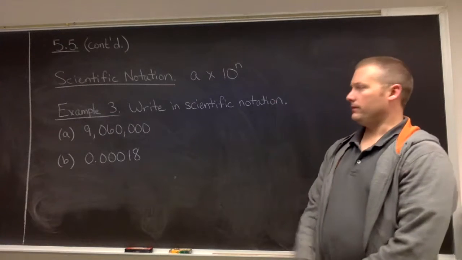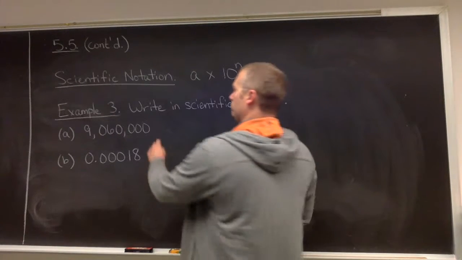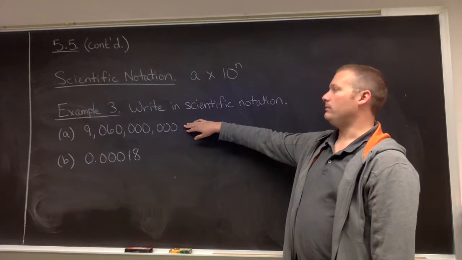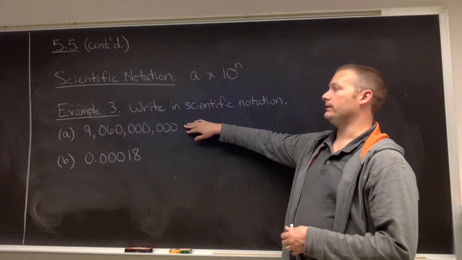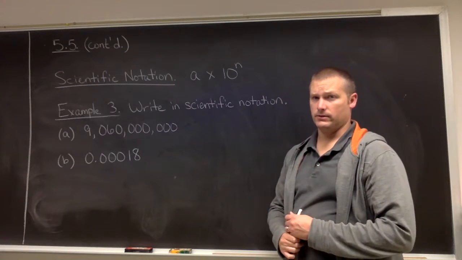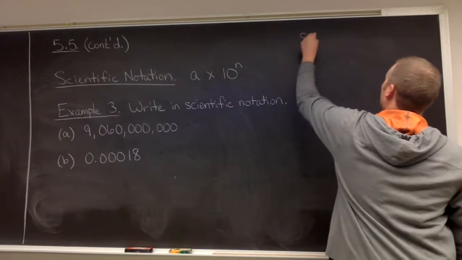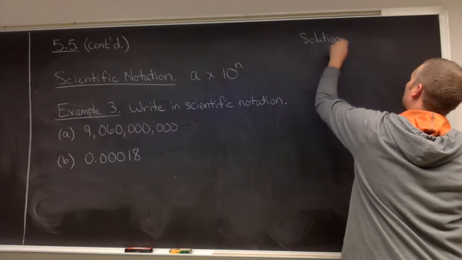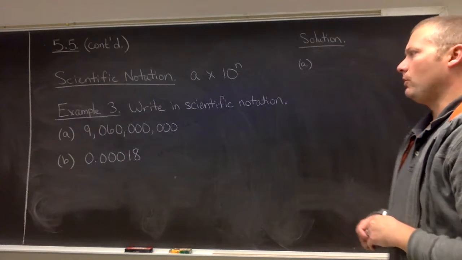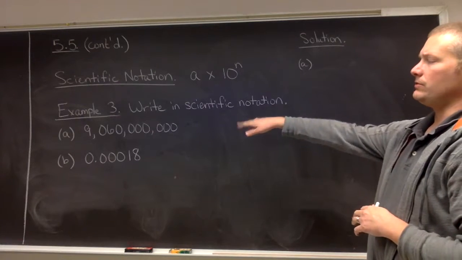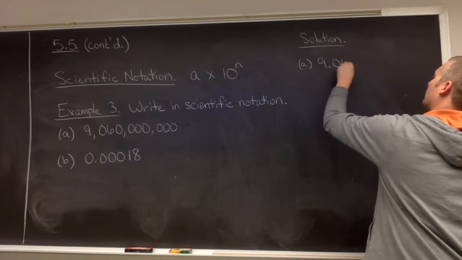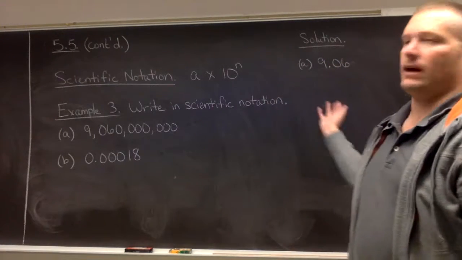Okay, so we're going to put this very large number. In fact, I'll even put more zeros. So we're going to put this very large number, 9,060,000,000 in scientific notation, and this very small number, 0.00018, into scientific notation. The idea here is that I'm going to put the decimal point after the first digit, so after the 9. So I'm going to write 9.06 here, because after that it's all zeros.